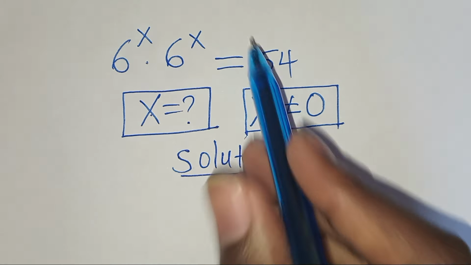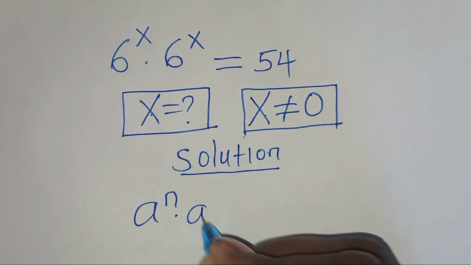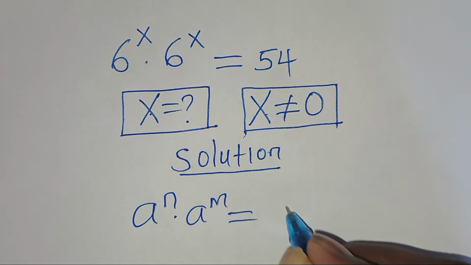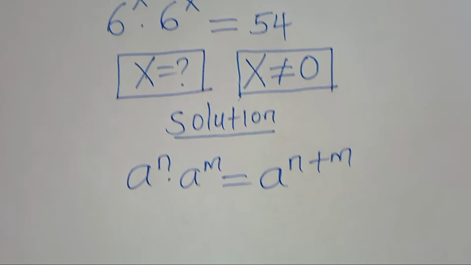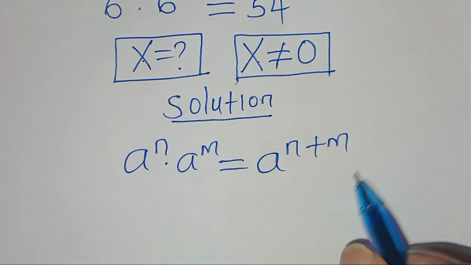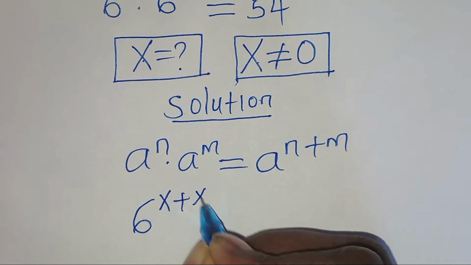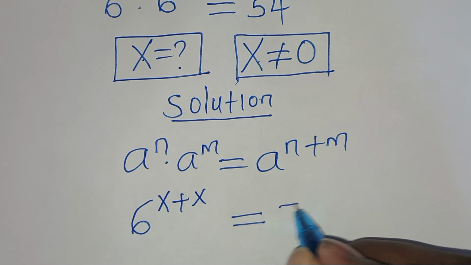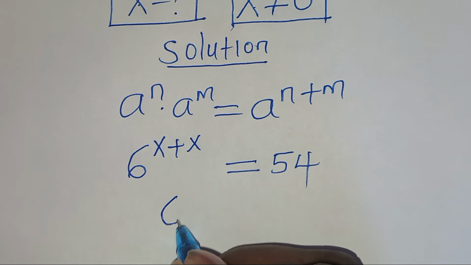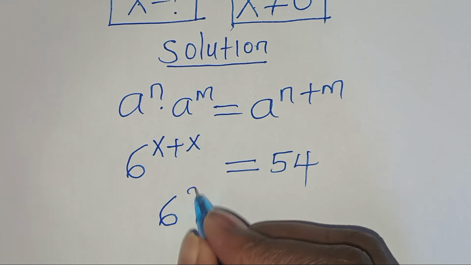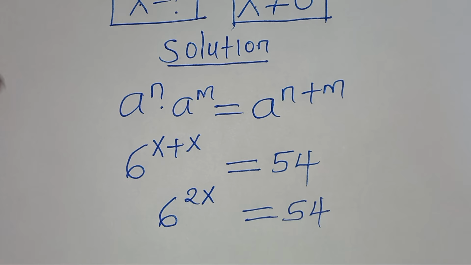This exponential equation is in the form of a to the power of n times a to the power of m, which can be expressed as a to the power of n plus m. Applying this exponent property, here we have 6 to the power of x plus x. This is equal to 54. So this implies that 6 to the power of x plus x, this is 2x. This is equal to 54.